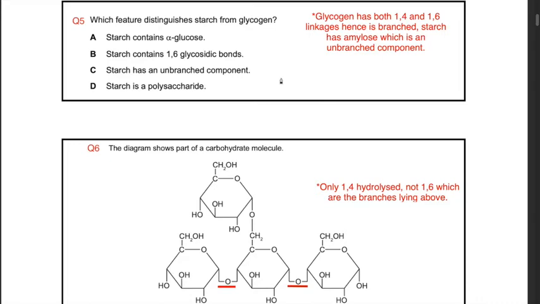If you look at B, starch contains 1,6 glycosidic bonds. Well, even glycogen contains 1,6 glycosidic bonds, therefore it doesn't distinguish the two of them. A, starch contains alpha glucose. Yes, even glycogen contains alpha glucose, therefore it doesn't show any difference between the two. Hence the answer is C.